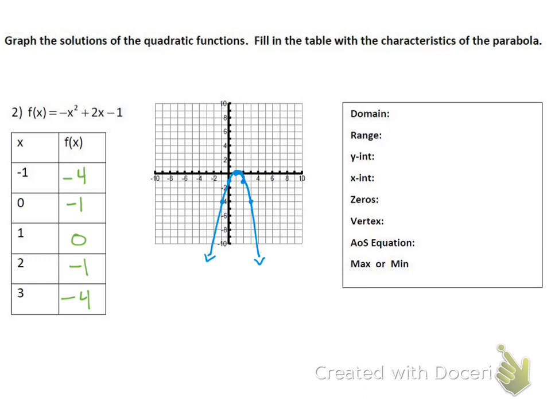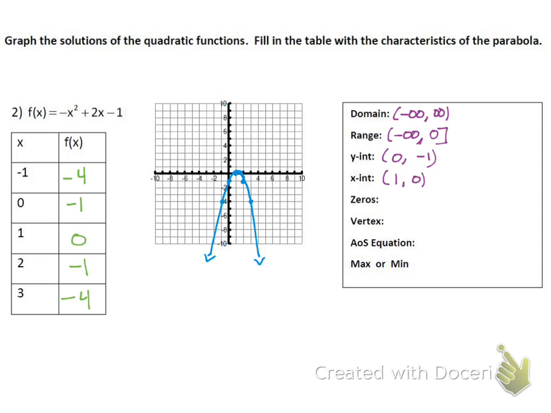Now that we've graphed, we can go ahead and list out our characteristics. Domain is -infinity to infinity. Range is -infinity to 0. Y-intercept, (0, -1). We can see this one on the graph. It's located right here. No algebra necessary.